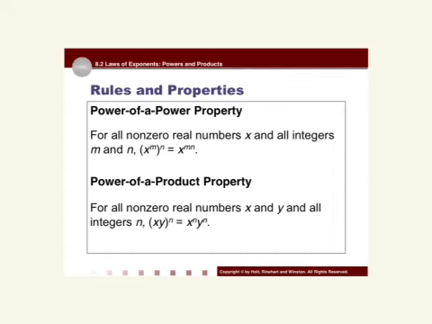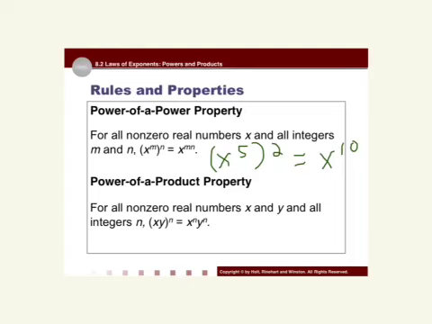The power of a power property says for all non-zero real numbers x, and all integers m and n, x to the m to the n is equal to x to the m times n. In other words, students, what we're trying to teach here is if you have a power of a power, the rule with your exponents is to multiply. So for example, if you had x to the fifth power squared, that would equal x to the 10th power. Because the power of a power property says if you have a power of a power, you multiply your exponents.